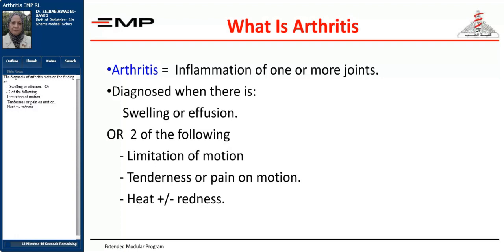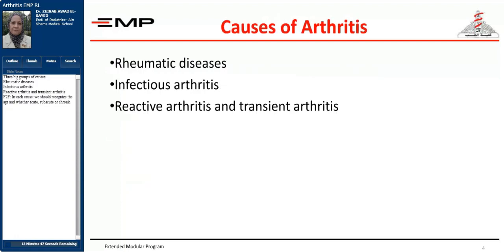There are three big groups of causes of arthritis. First is rheumatic diseases, and these include many examples. Infections as a cause of arthritis, reactive arthritis and transient arthritis, and these are called infection-related arthritis. In the face-to-face session, in each of these causes, we should recognize the age and whether the arthritis is acute, subacute, or chronic, as we said.